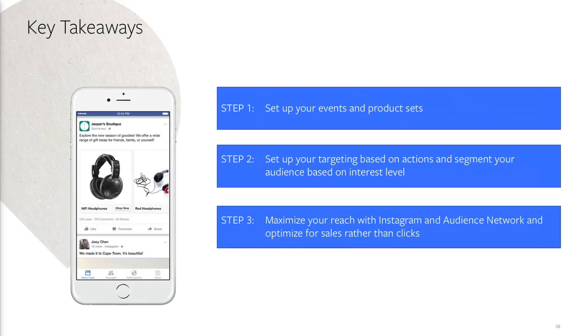Step 3 is make sure you're maximizing the reach of your dynamic ads even outside of Facebook and across the Facebook family of apps and services inside of Instagram and the Audience Network in order to optimize for sales. Make sure you're also optimizing for sales in your dynamic ads rather than just clicks or impressions in order to maximize your return on ad spend and maximize your success.